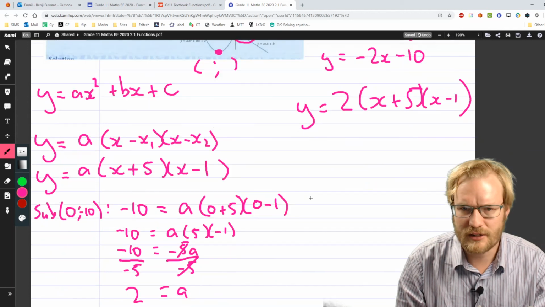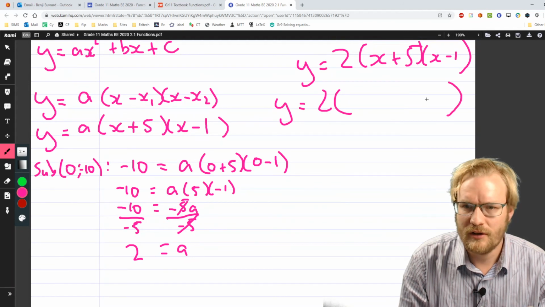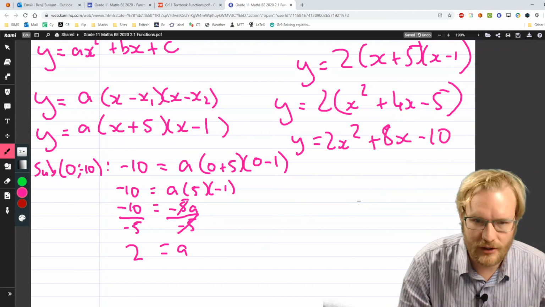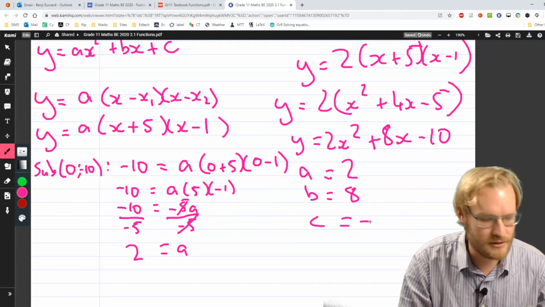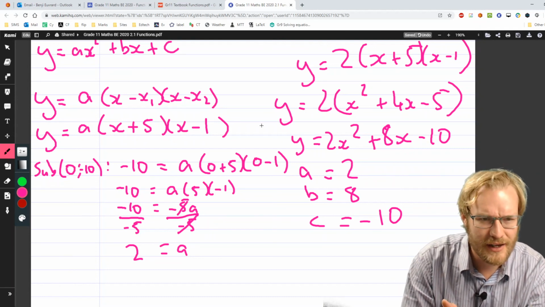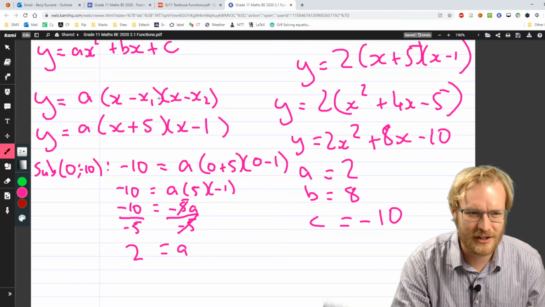I like multiplying these brackets first. So let's move this down. Y equals 2, x times x, x squared, 5x minus x plus 4x, 5 times that minus 5. So y equals 2x squared plus 8x minus 10. So therefore we know that A equals 2, B equals 8, and C equals negative 10. Does that fit? Yeah. So there we go. That's finding the equation and this last little bit that we've learned new. But as I say, it's not brand new because you were using this factorization idea.